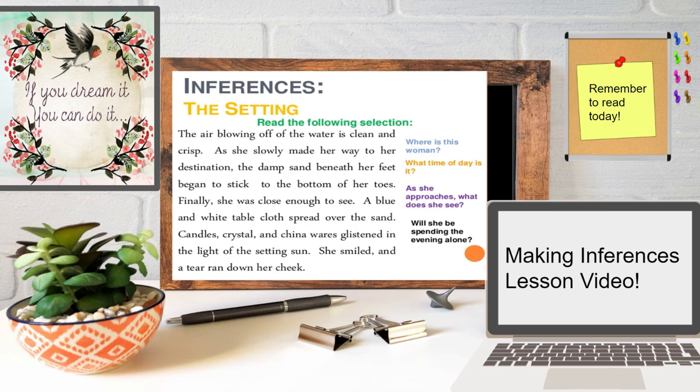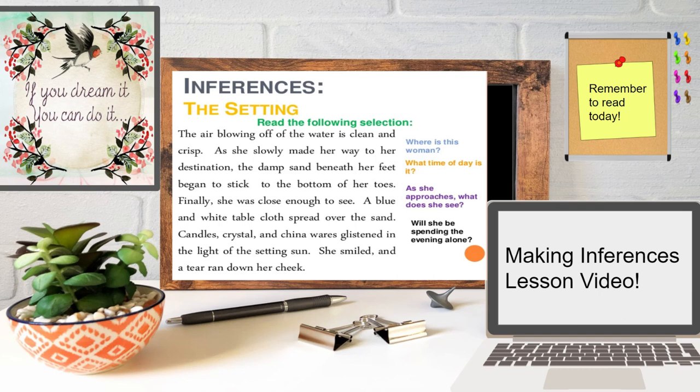What time of day is it? Okay, so the air is blowing off the water. It is clean and crisp. She slowly made her way to her destination. The damp sand beneath her feet began to stick to the bottom of her toes. Finally, she was close enough to see a blue and white tablecloth spread over the sand. Candles, crystal, and chinaware glistened in the light of the setting sun. So, what time of day is it? If you said evening, you are correct because the sun is setting.